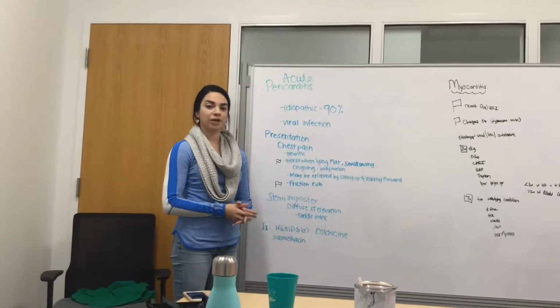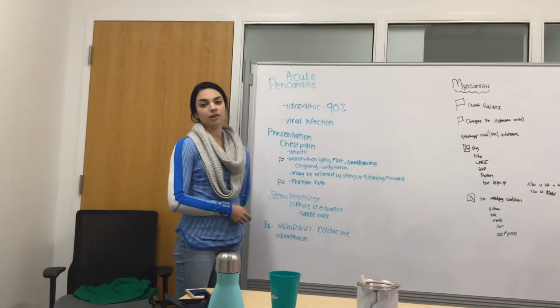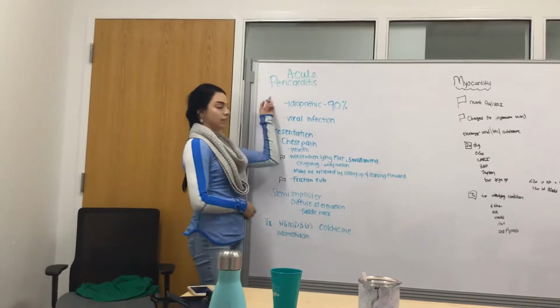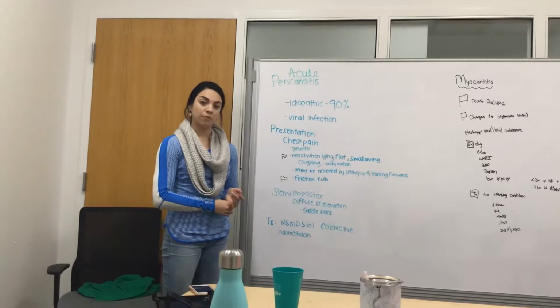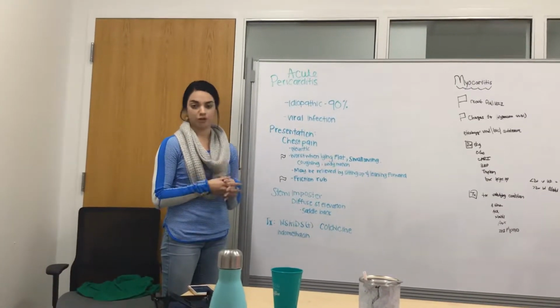Today we're going to be going over pericarditis and myocarditis. So I'm going to go ahead and start off with pericarditis, the acute version. Pericarditis is inflammation of the pericardium. The pericardium is the sac that's over the heart.